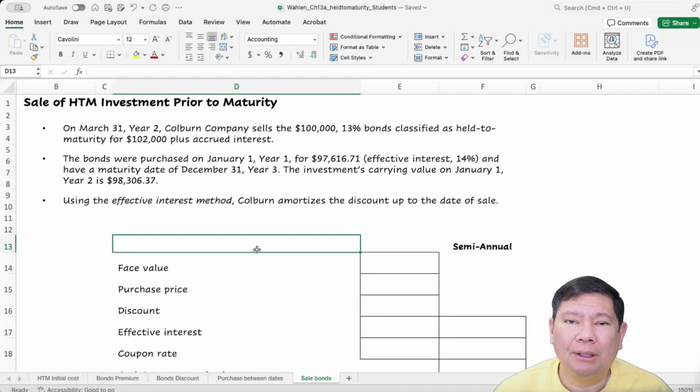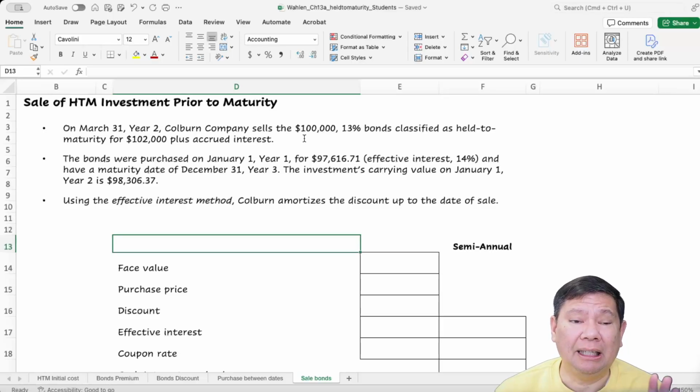Hello everyone, we're going to talk about sale of held to maturity investment prior to maturity in this video. On March 31st, year 2, Colburn Company sells its investment in bonds, face value $100,000, 13% bonds that it classified as held to maturity. The selling price is $102,000 plus the accrued interest.